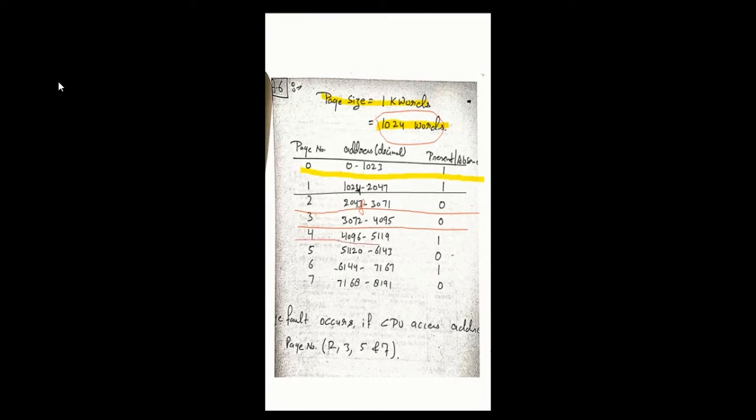Now, for the next pages, you just go on adding 1023. You will get 4096 to 5119. The next address is 5120, again there is a mistake here. It is 5120 to 6143. Then after 6143, 6144 to 7167. Then 7168 onward. So these are the pages.